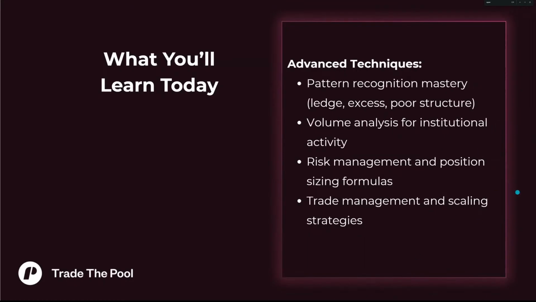So these are some of the more advanced techniques that we're going to talk about. Like I said, the pattern recognitions, that's where we left off: talking about ledges, excess structures and poor structures, and how we can play each of those scenarios. We're also going to touch up on the volume analysis and how we can recognize these institutional footprints, because that's what we're all looking to trade with. We need to see what the big money is doing and recognize it early, and then we can follow their lead and catch the easy moves.